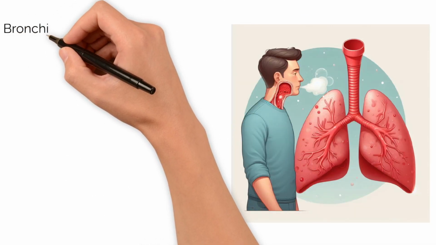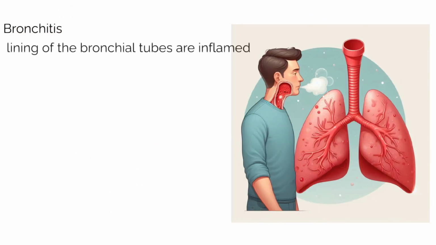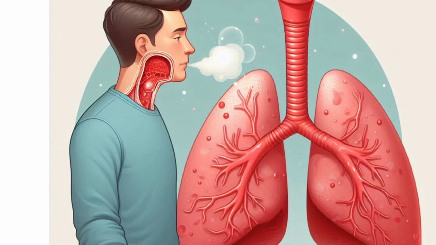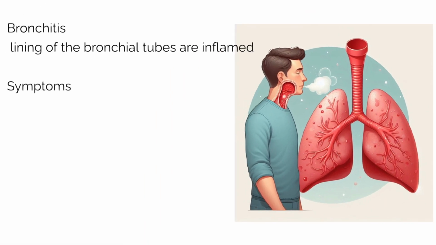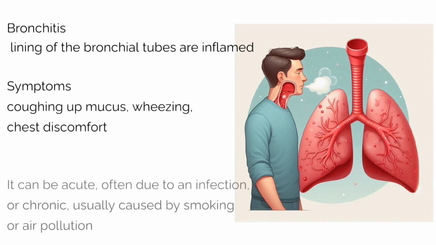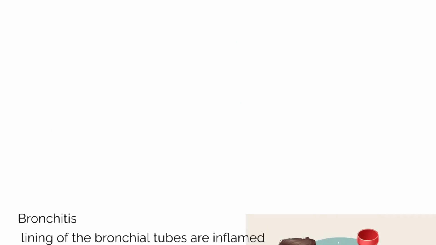Bronchitis occurs when the lining of the bronchial tubes becomes inflamed. Common symptoms include coughing up mucus, wheezing, and chest discomfort. It can be acute, often due to an infection, or chronic, usually caused by smoking or air pollution.